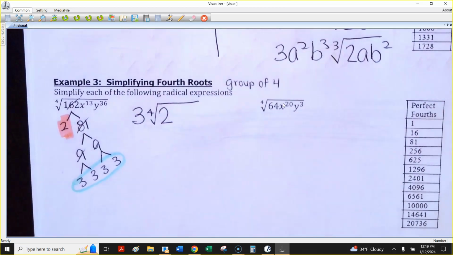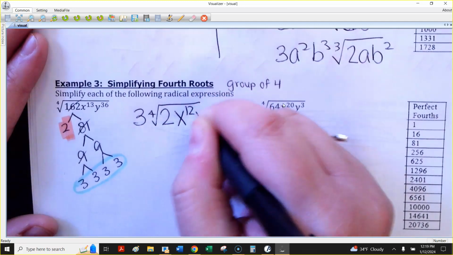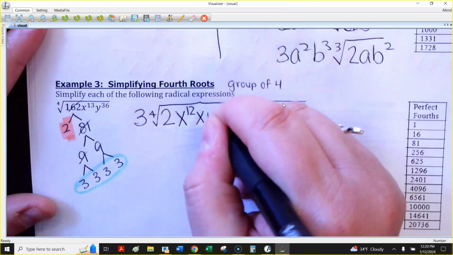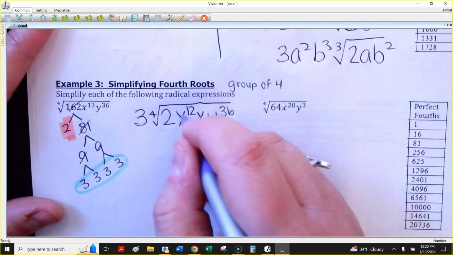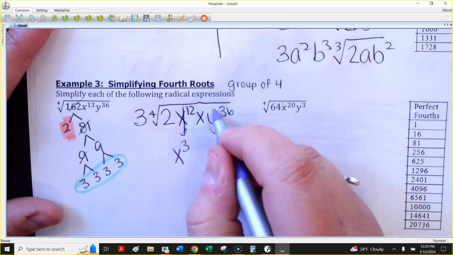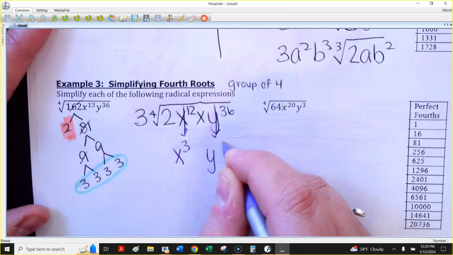All right, now, x to the 13, not divisible by 4, so I'm going to break it apart so it's divisible by 4. So I would do 12 and 1. That would add back up to 13, but 12 is divisible by 4, so I can remove something with the x. Would you change the y? No, 36 is divisible by 4, so just leave that alone. You don't have to break that apart. It's divisible by the index. So x to the 12 is going to come out as x to the third, just 12 divided by 4. 36 divided by 4 is 9.